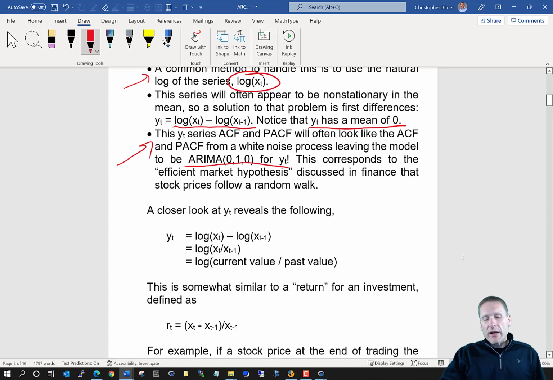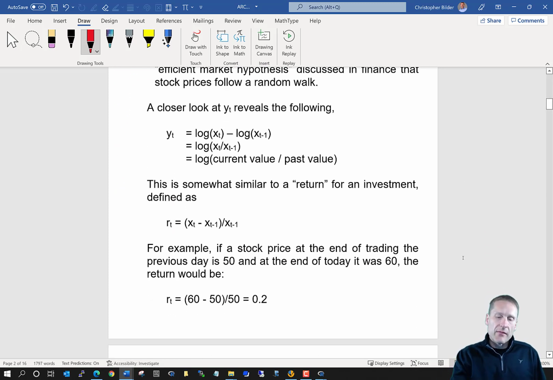And so if we take a closer look at y sub t then, we can see that y sub t is the log of x sub t minus the log of x sub t minus 1, or using properties of natural logarithms, we can take the log of x sub t divided by x sub t minus 1. And if these are like stock prices, it's the log of the current value divided by the past value. Well, this is very, very close to what is often of interest in various financial time series, which is the return on an investment.